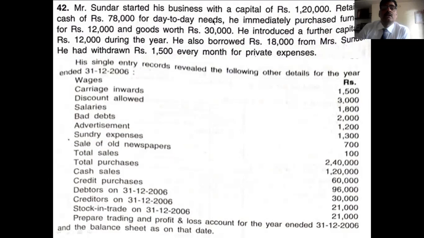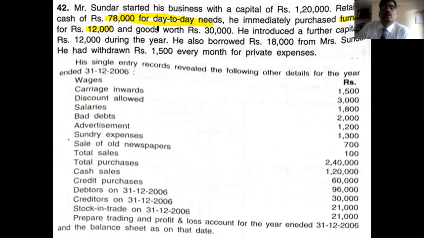Means it is cash in hand. 78,000 is cash in hand. And he immediately purchased furniture for rupees 12,000. This 78,000 for day-to-day needs is called cash in hand. Okay, cash in hand. And he immediately purchased furniture for rupees 12,000.